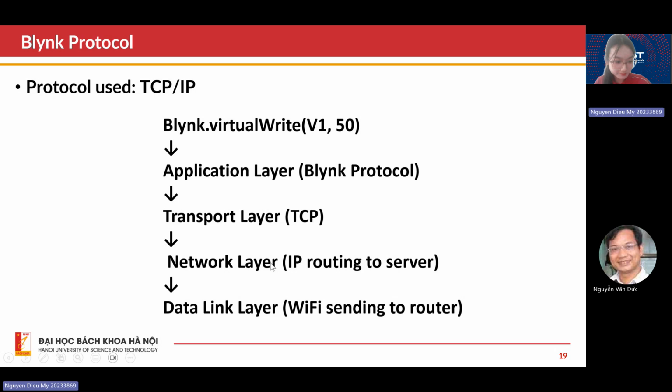And third, the network layer. Here, data packets go from the IP address of the ESP32 to the IP address of the Blink servers on the internet. And last, the data link layer. This is the lowest layer performing the physical wireless connection between the ESP32 and the Wi-Fi router.